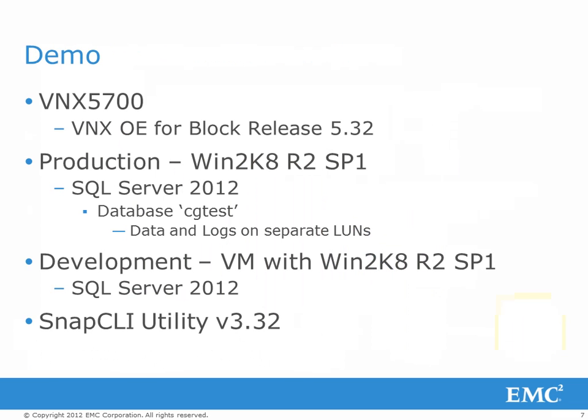But enough theory. Let's talk about the demo. Today, as with other examples, our demo is based on VNX 5700 with operating environment for block release 532. Our production server is Win2K8 release 2 service pack 1 with SQL Server 2012 installed. There's a database called CG test, and the database is created so that data and the logs are in two separate LUNs. We have a development system, which is a virtual machine on vSphere 5. That's also Win2K8 with Service Pack 1, and it also has SQL Server 2012 installed. Both systems have SnapCLI utility.